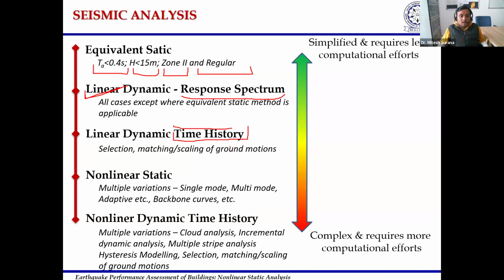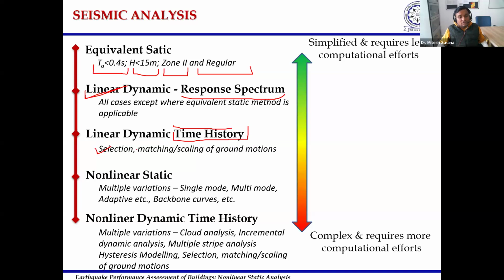The second variety of linear dynamic analysis is linear dynamic time history analysis, where we choose the recorded earthquake ground motion to obtain the response of structure in terms of forces, displacement, or any stress resultant of interest. So here, when we perform the linear dynamic analysis using a time history, then we need to select appropriate earthquake records, then only we can perform the analysis.